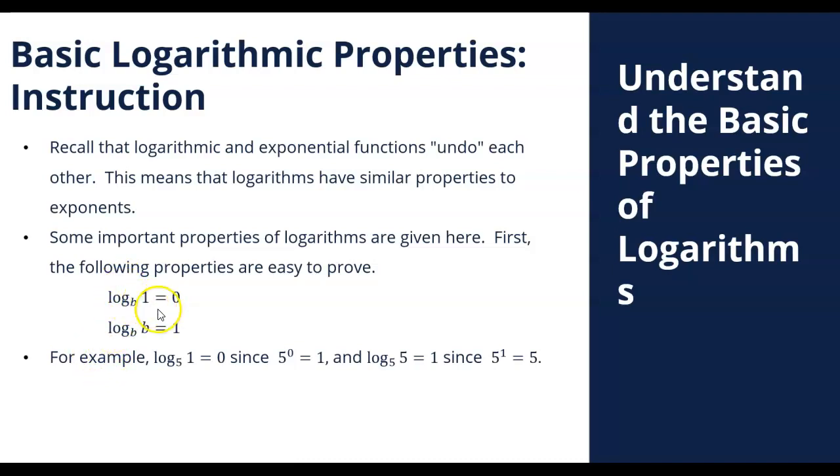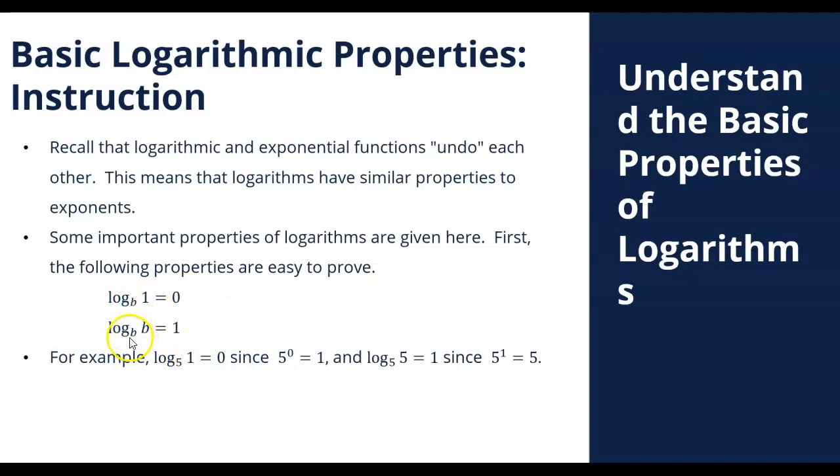First, the following properties are easy to prove. The log of 1 base b is equal to 0. Just by remembering the definition of logarithm, you think of an exponent for b to get the number 1. So where would you raise b to get 1? You would raise it to 0 because b to the 0 is equal to 1.